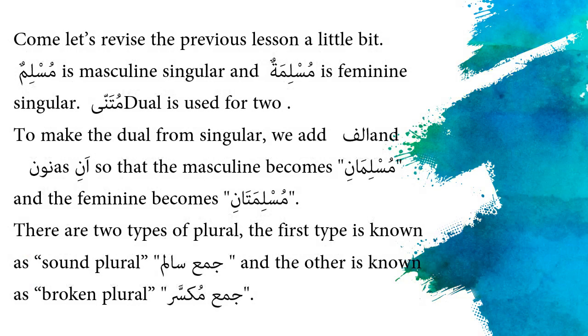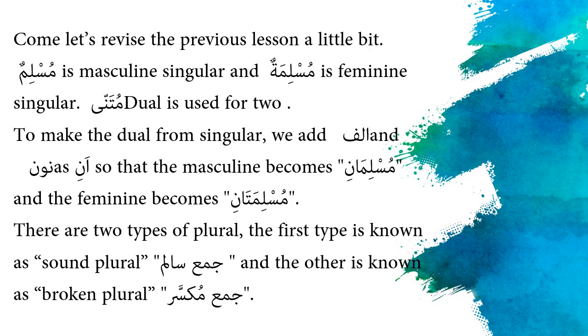Come, let's revise the previous lesson a little bit. Muslimun is masculine, singular, and Muslimatun is feminine, singular. Muthanna or dual is used for two. To make the dual from singular, we add alif and noon as ani, so that the masculine becomes muslimani and the feminine becomes muslimatani. There are 2 types of plural.